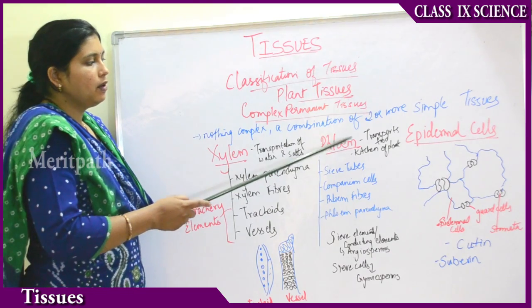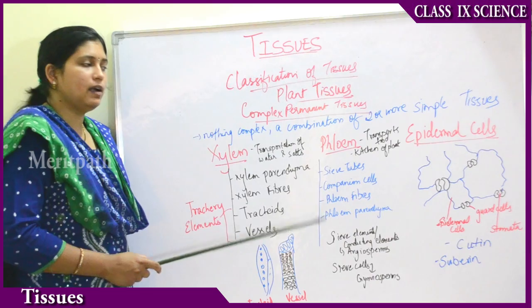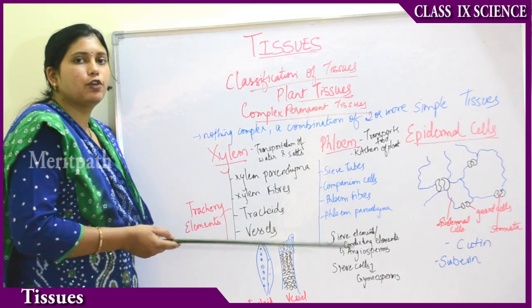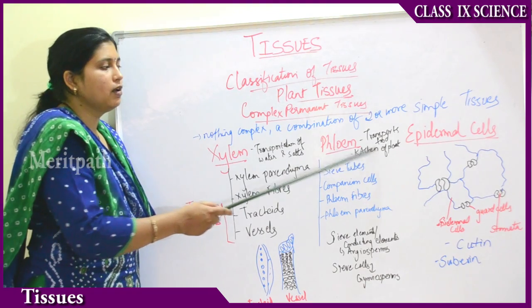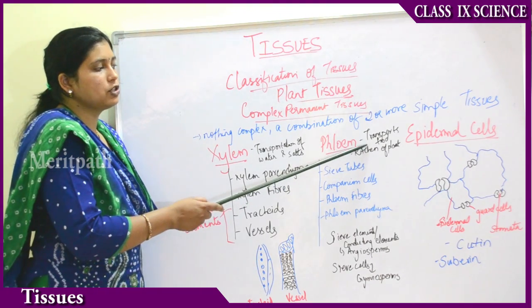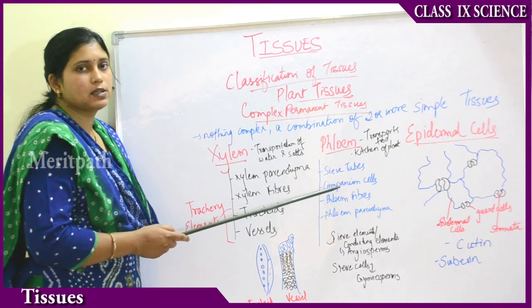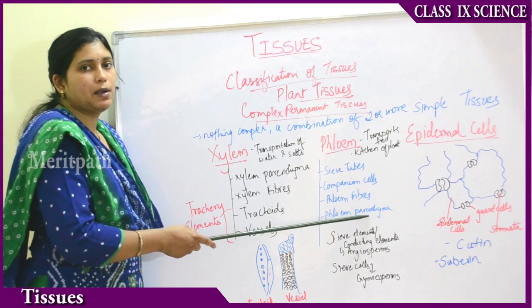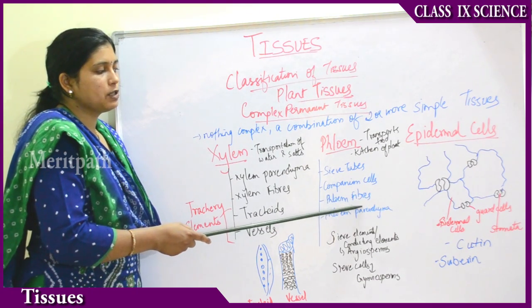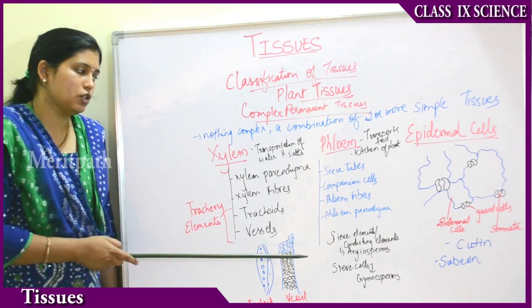So xylem transports water to the plant in only one direction. Phloem transports food to the plant in all directions. So phloem can be regarded as the kitchen of the plant. The function of phloem is transportation of food. Phloem parenchyma stores the food. Phloem fibers provide support. Sieve tubes and companion cells work together for transportation of food.